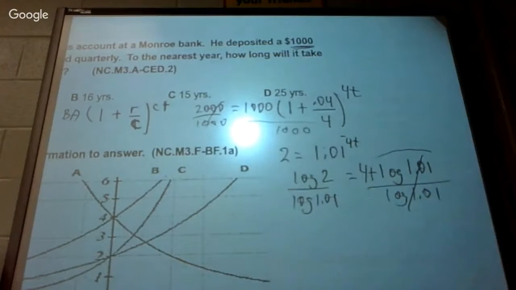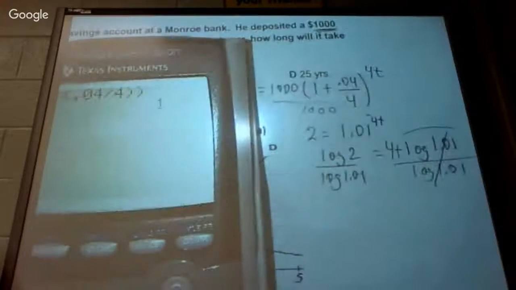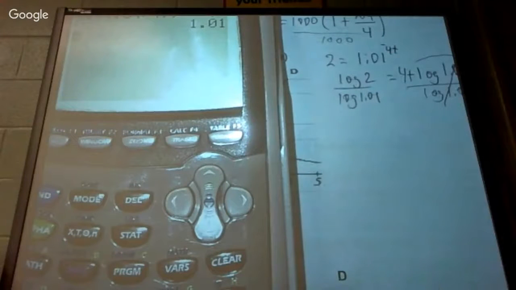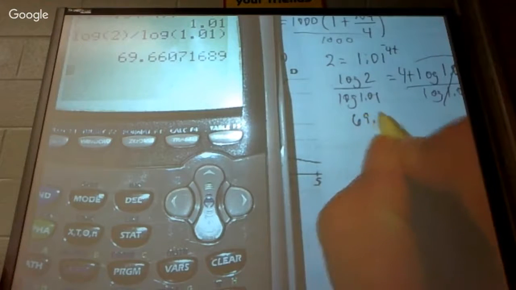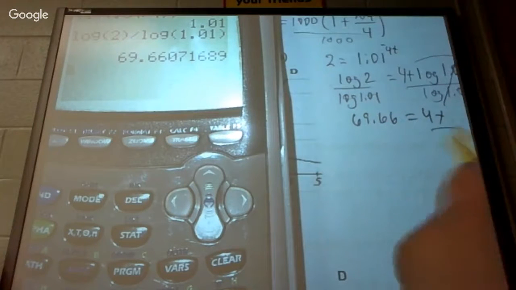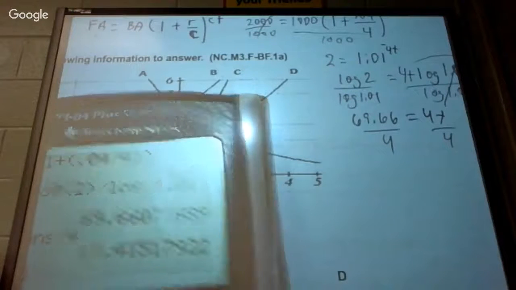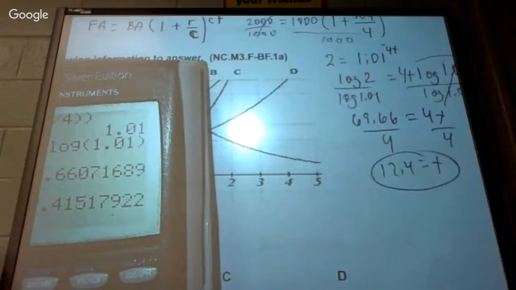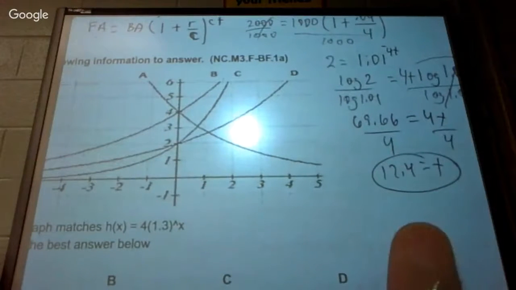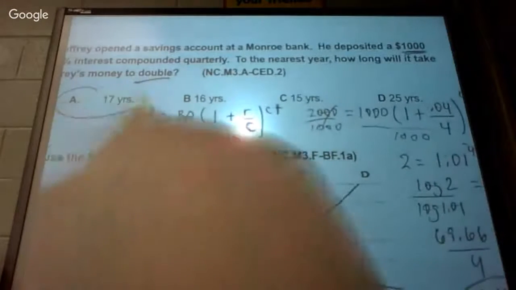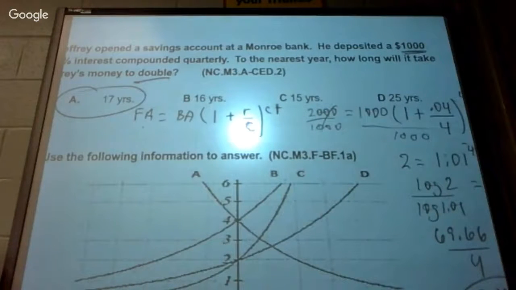Now in the calculator we can actually compute this because it's base 10. Log 2 divided by log 1.01, we get 69.6, which equals 4t. Then we divide that answer by 4 and get 17.4 years. If we look at our 4 answers, it looks like A, to the nearest year, because 17.4 still rounds down to 17.